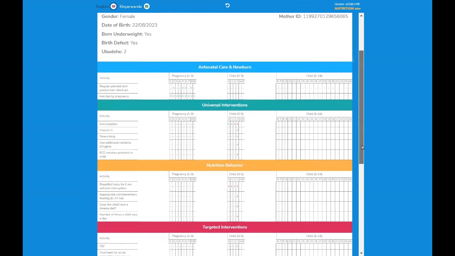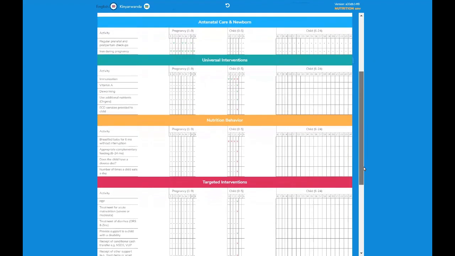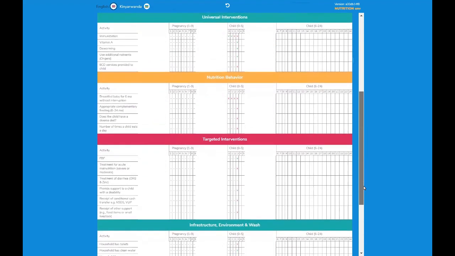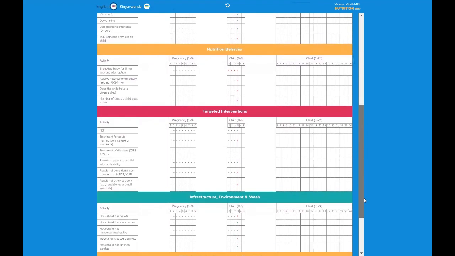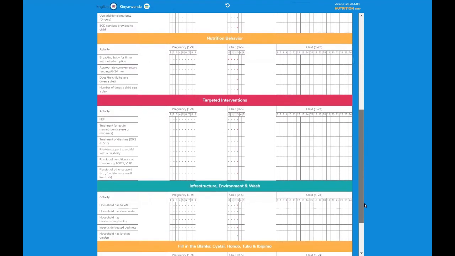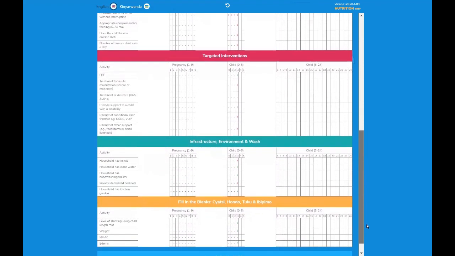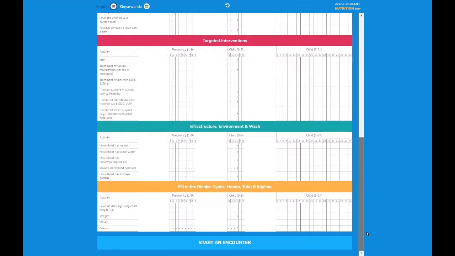universal interventions such as immunizations, vitamin A distribution, nutrition behavior, including feeding behaviors, and then targeted interventions such as providing food supplements for children who have identified malnutrition, infrastructure, environment, and WASH, including household amenities such as toilets and clean water, and then also stunting malnutrition indicators.